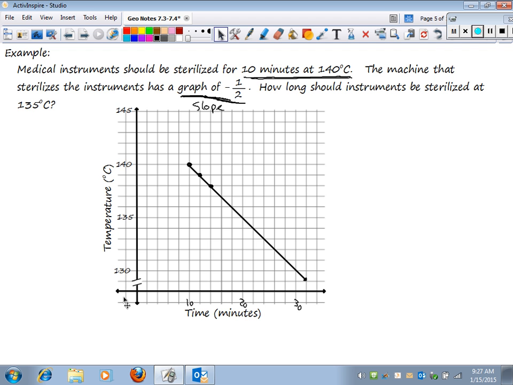And the question says, how long should they be sterilized if it's 135 degrees on the machine? So you look at 135. Go across. And that point is at what minute? 20 minutes. So at 135 degrees, we would need to have it in for at least 20 minutes if you want to make sure it's completely sterilized. That's how a graph can help us out. If we have our slope, we can draw the graph in and then use the graph to find our amount.